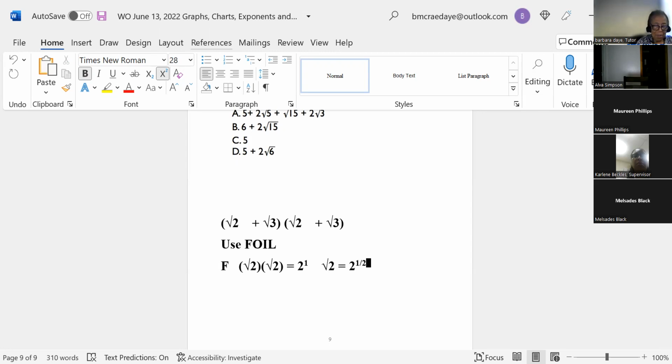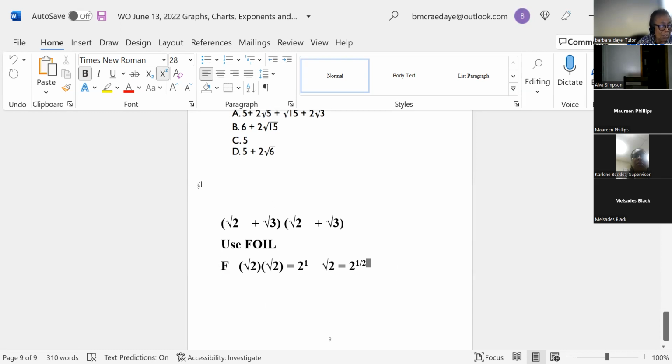Now, Mercedes, you had a question? So you're saying the first one right there is square root of 2 times square root of 2, which is 2 to the 1/2 times 2 to the 1/2. 1/2 plus 1/2 will give you 1. Got it? Whenever you see a square root, it's raised to the 1/2 power. Okay. Now let's go to outer.